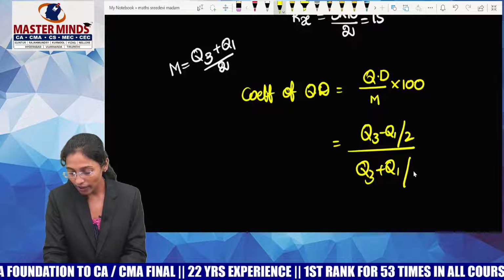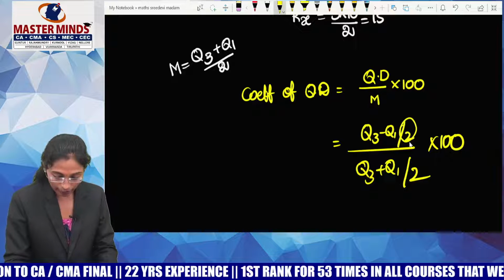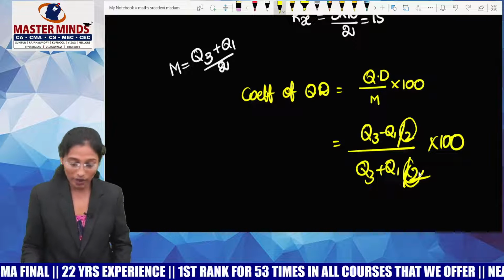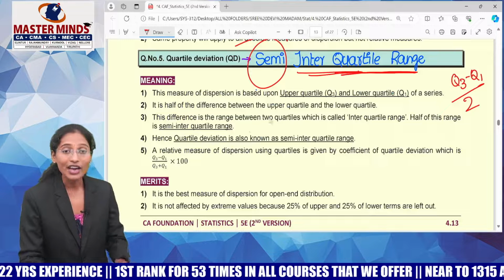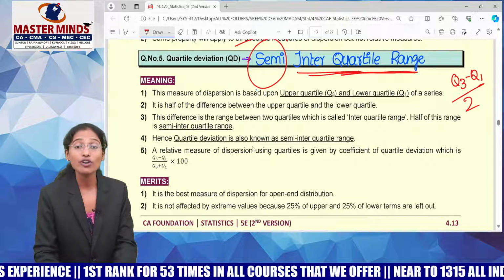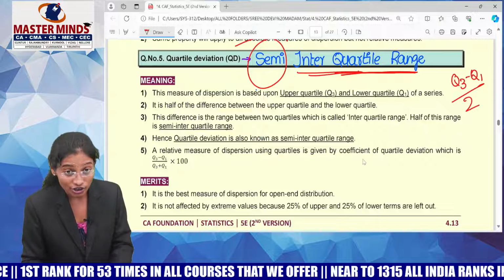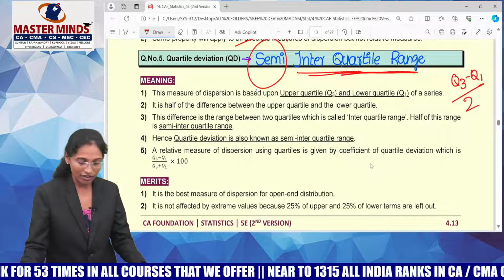Q3 plus Q1 by 2 into 100. Tell me, guys, which terms are going to be cancelled? By 2, by 2. What else is left? Q3 minus Q1 by Q3 plus Q1 into 100. That is called a relative measure of dispersion, which is known as the coefficient of quartile deviation. Got it, guys? So this is the introduction to quartile deviation.